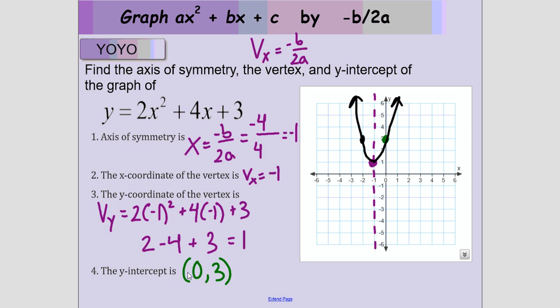The y-intercept is when x is 0. If I put 0 in for x, I get 0, 3. It's this green point right here. I sketch in the right half, and I reflect over it and get the left half, and I've got all the points I get from this process. When you do this process, you're always going to get 3 points. You get the vertex, you get the y-intercept, and you get the y-intercept's reflection.